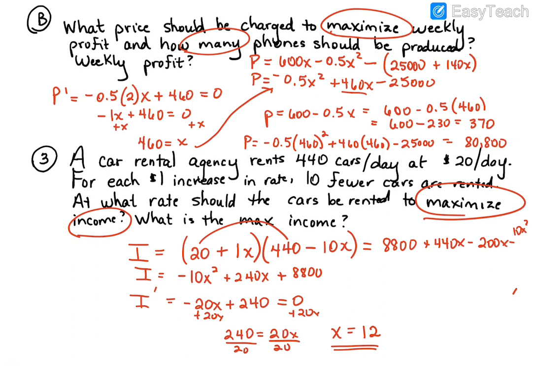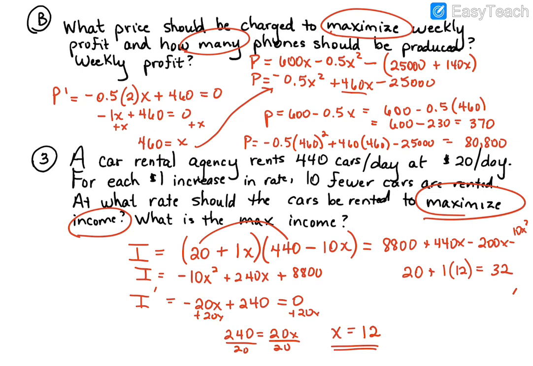So if I go back and look at my rate of $20 per day, so $20 plus my x is 12, so I'm going to have 12 of those dollar increases. So that means that I'm going to be at a rate of $32 per day. And then they want to know what is that maximum income.